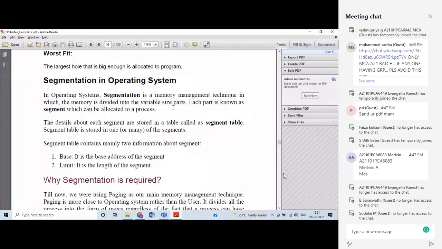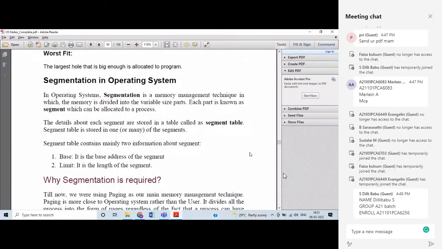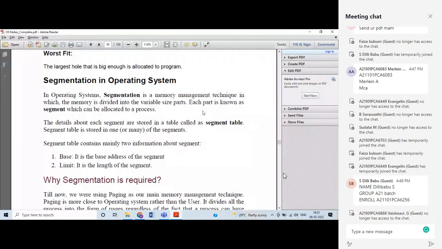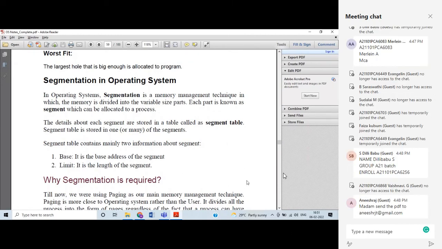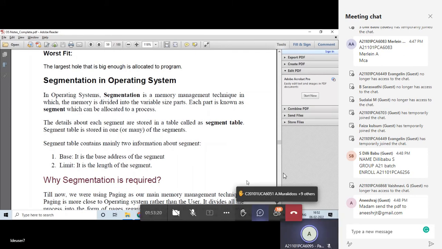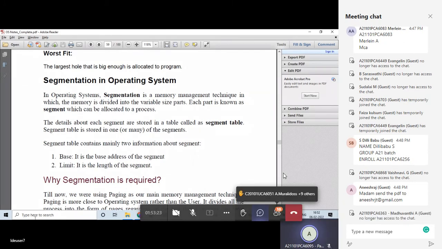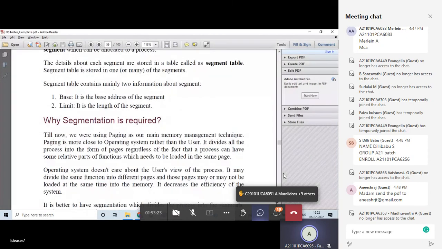In operating systems, segmentation is a memory management technique in which the memory is divided into variable size parts. In paging, we divided both the memory and the process into equal size parts. But in segmentation, the memory is divided into variable size parts, and each part is known as a segment. In paging the memory partitions are called frames, whereas in segmentation they are called segments. Here, like the page table, we also have the segment table. The segment table is stored in one of the segments.